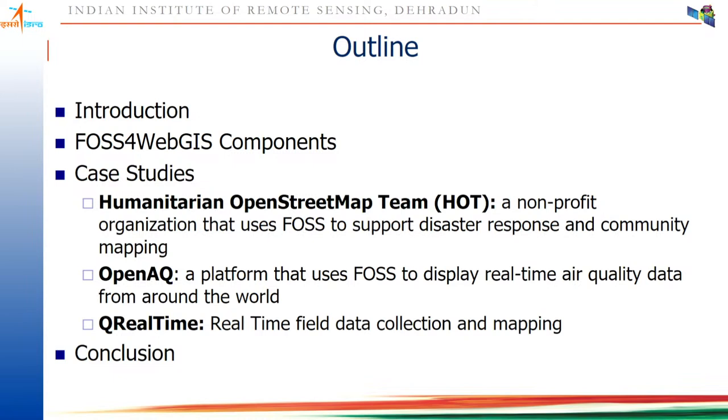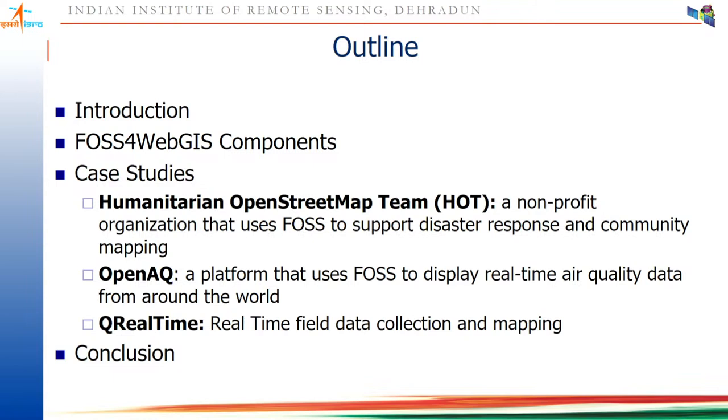Then finally I will come to how people are using this free and open source software for different use cases. One is the Humanitarian OpenStreetMap Team. This project is very famous because whenever any humanitarian crisis occurs, the HOT project creates a project and people like us can contribute for disaster support and response through community mapping.